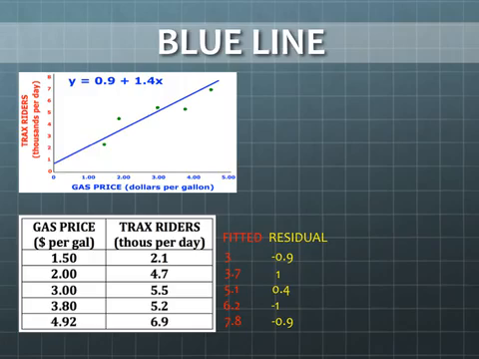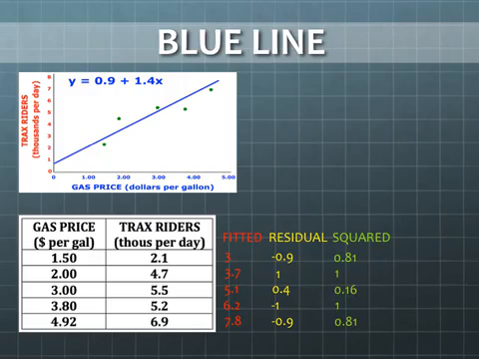The easiest way to do this is by squaring each residual. Remember that a square means to multiply a number by itself. A square should never give you a negative answer. Let's try it. Negative 0.9 times negative 0.9 equals positive 0.81. Continuing this process, I get values for every data point.